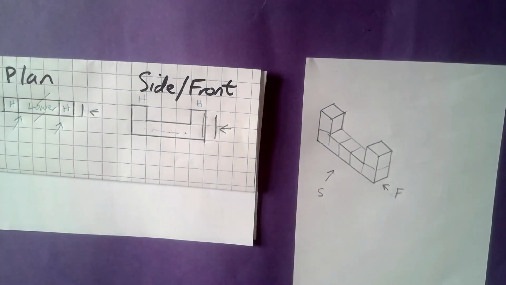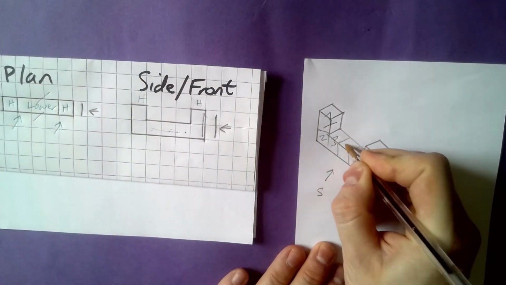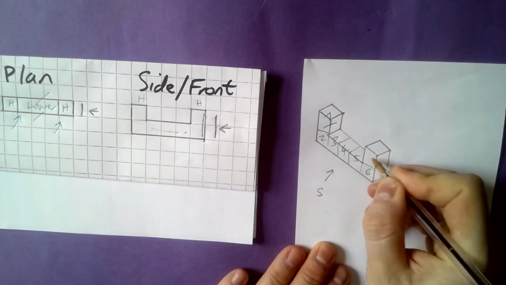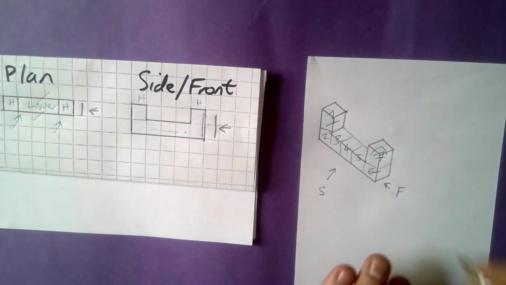So I've got 1 cube there, 2, 3, 4, 5, 6, 7. 6 is all of that one, 7 is all of this one. So altogether there are 7 centimetre cubes in that shape.